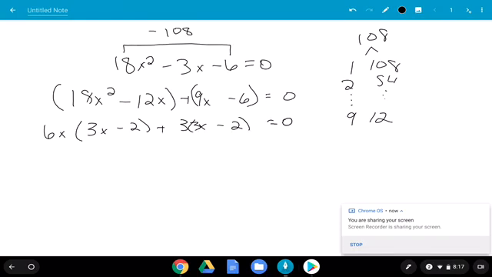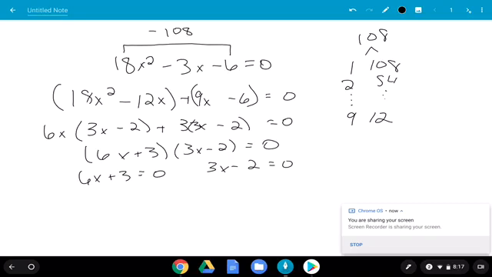Then you take the number in front of the first group and the number in front of the second group and put them together in the parentheses and multiply it by the parentheses that are the same, set that equal to 0, and solve for x. You will find that your x's are -1/2 and 2/3.